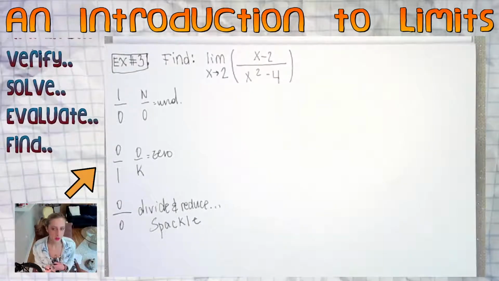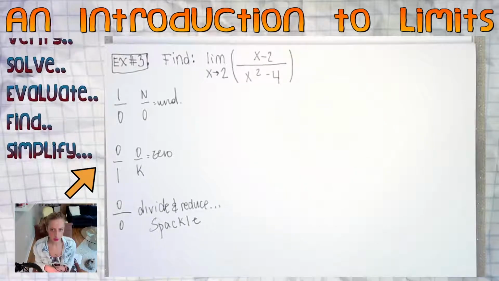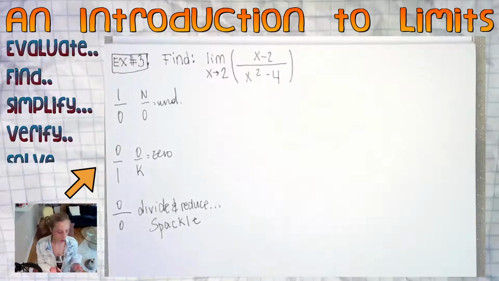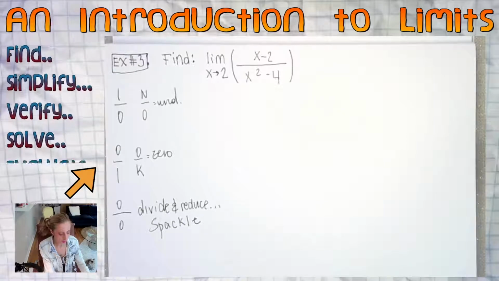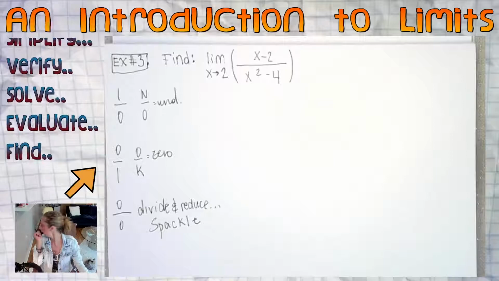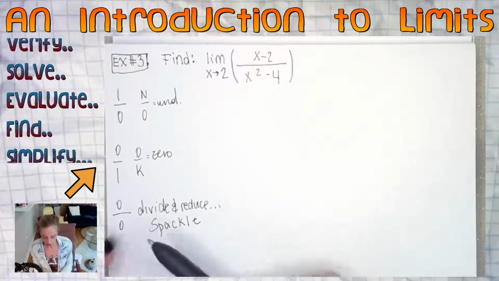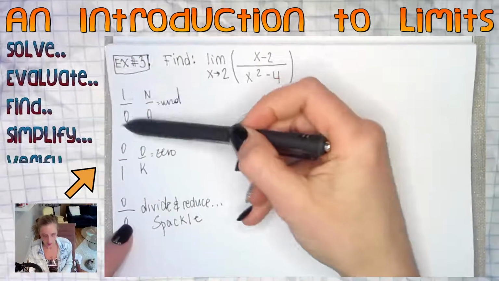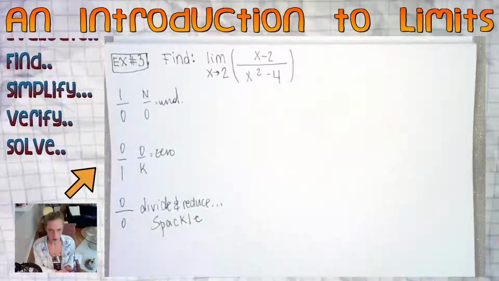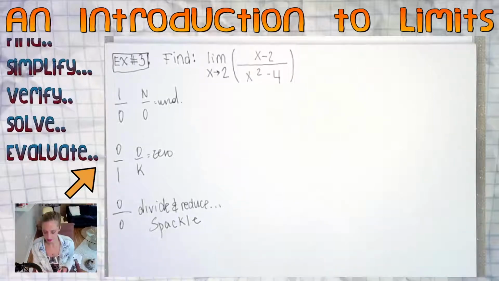Now, sometimes you might divide and reduce, but still have a hole in it. That's definitely possible. We can talk about that. But in that case, you divide and you cancel and you still have a 0 on the bottom. That would mean you have this, okay? So we'll talk about that when we get there, which we'll see in a minute.